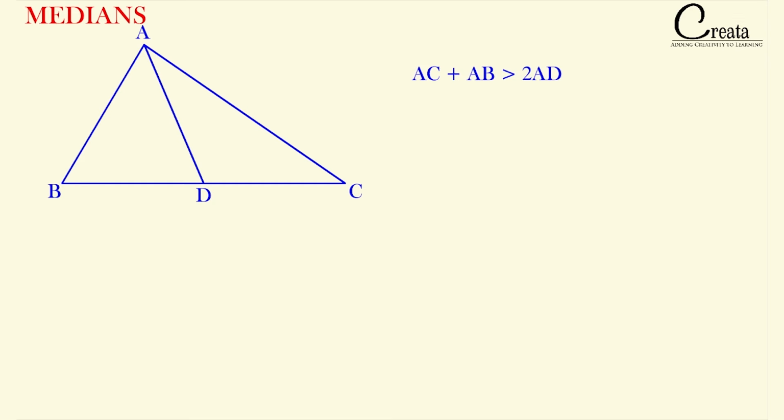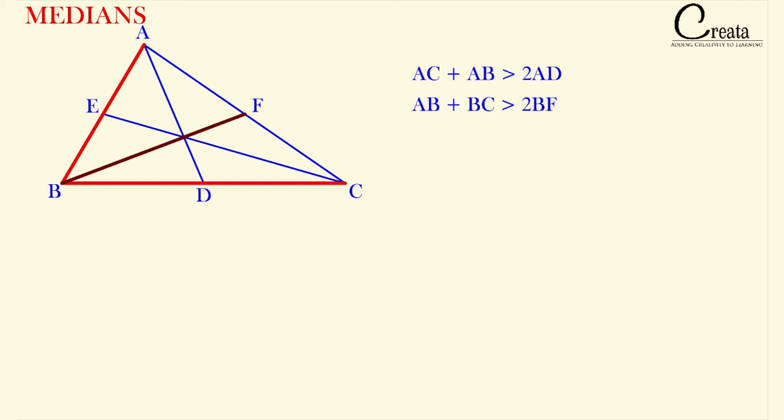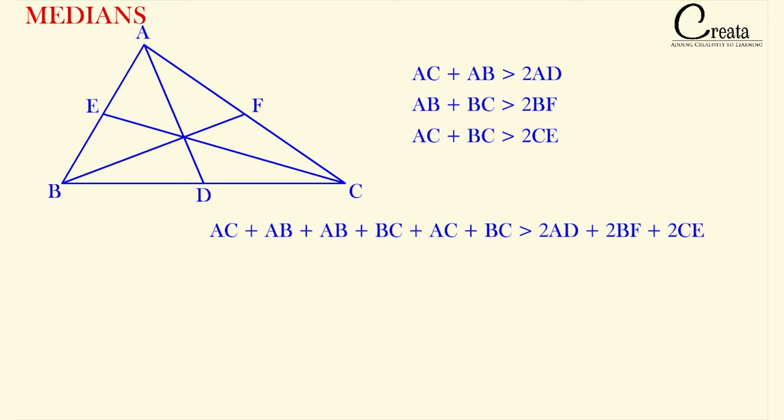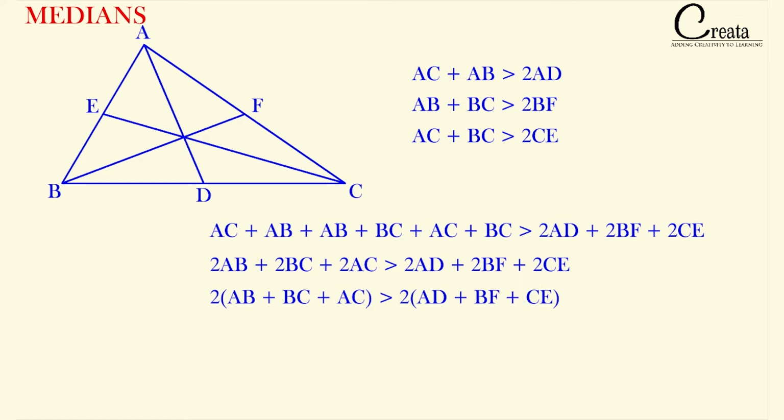Moving further, if we take BF and CE also as the medians, and if we apply the same relation, can we say AB plus BC is greater than twice of BF? And AC plus BC is greater than twice of CE. We have got three relations. Let's add all the three relations. We got twice of AB plus BC plus AC is greater than twice of AD plus BF plus CE. 2 and 2 will cancel out. We got AB plus BC plus AC is greater than AD plus BF plus CE.